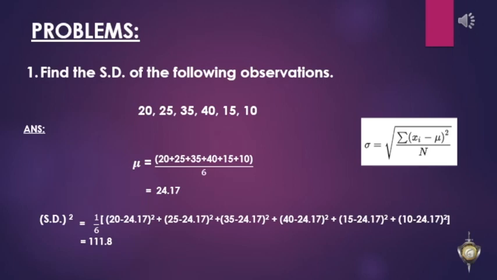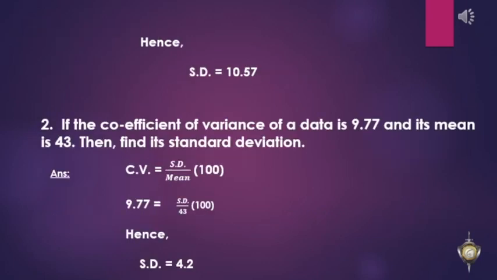To find standard deviation, we are going to find standard deviation square. By substituting the given values and the found value of mean in the formula, we will get standard deviation square as 111.8. Taking the square root, we get standard deviation is equal to 10.57.